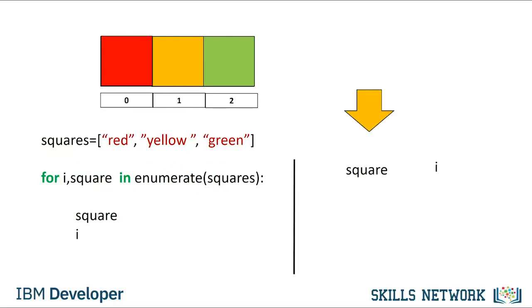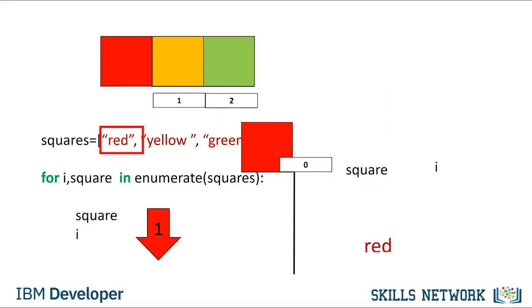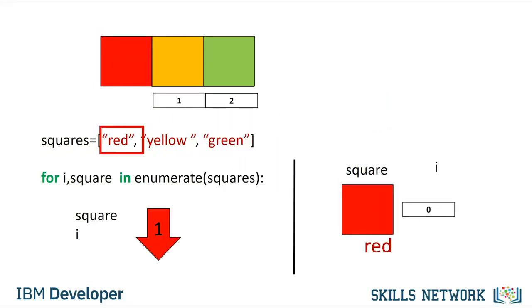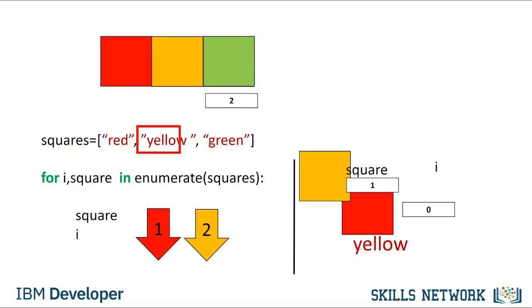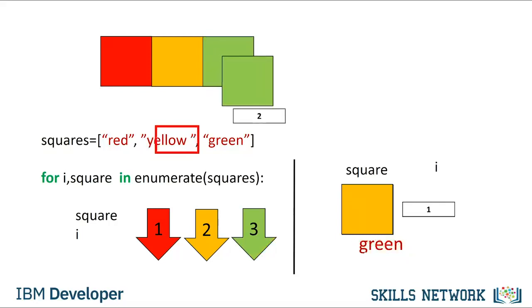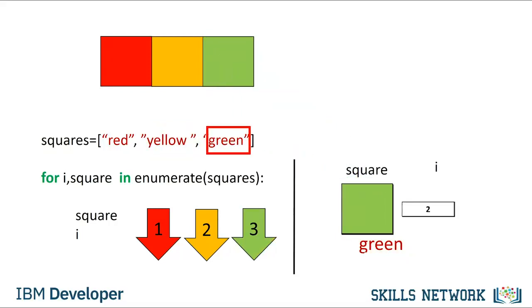Let's use the left part of the screen to display the different values of the variable square and i for the various iterations of the loop. For the first iteration, the value of the variable is red, corresponding to the 0th index, and the value for i is 0. For the second iteration, the value of the variable square is yellow, and the value of i corresponds to its index, i.e. 1. We repeat the process for the last index.